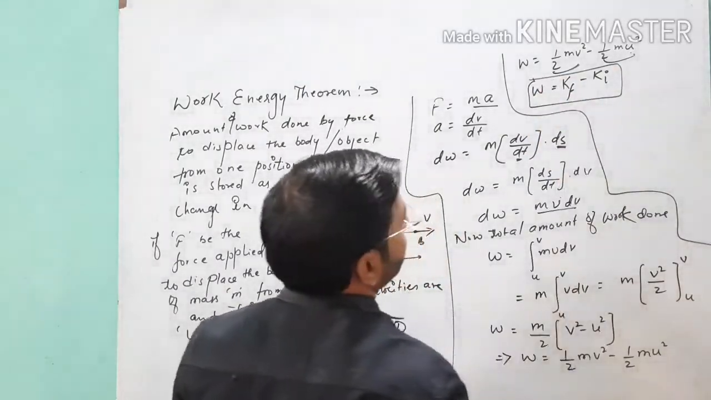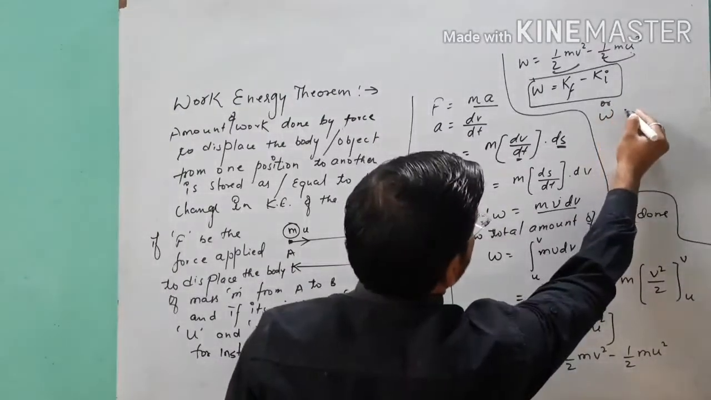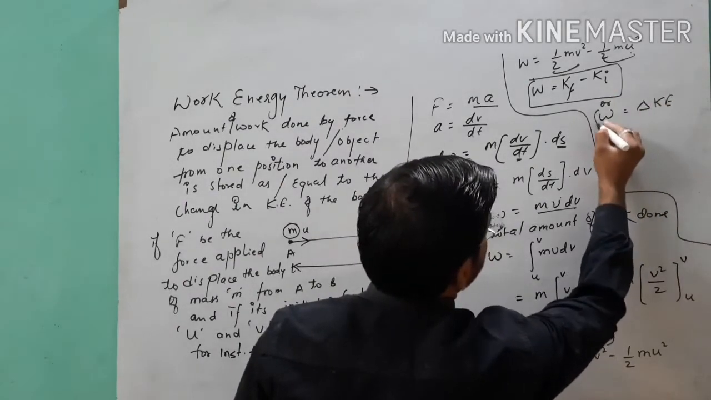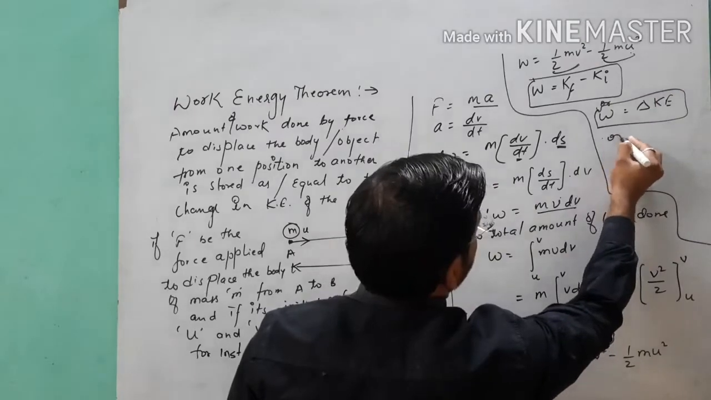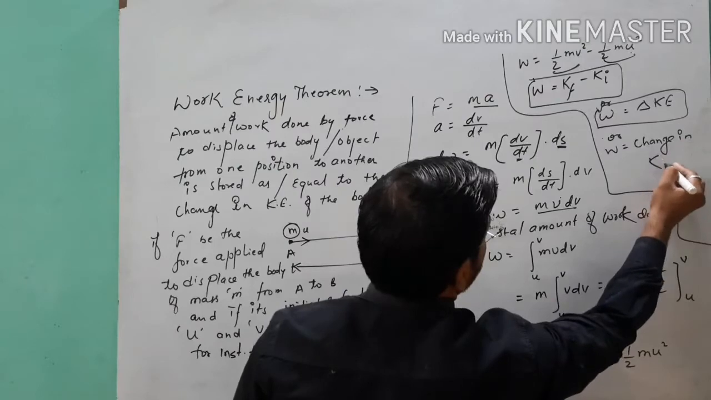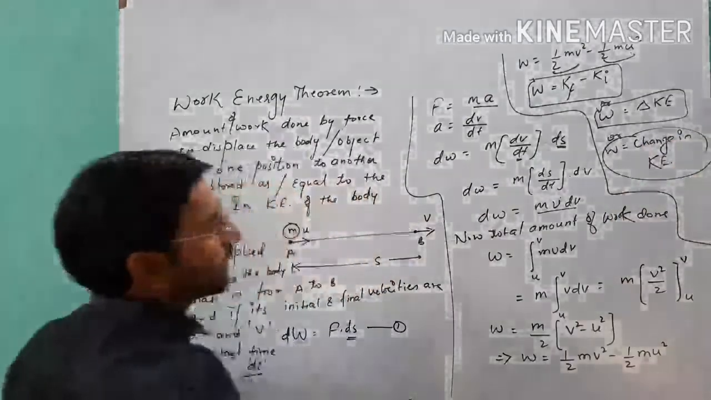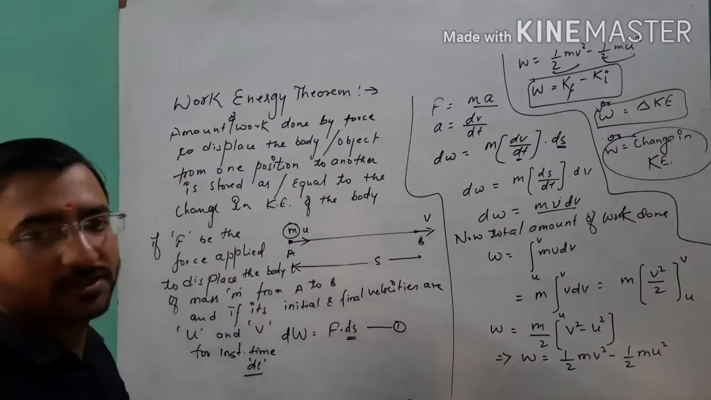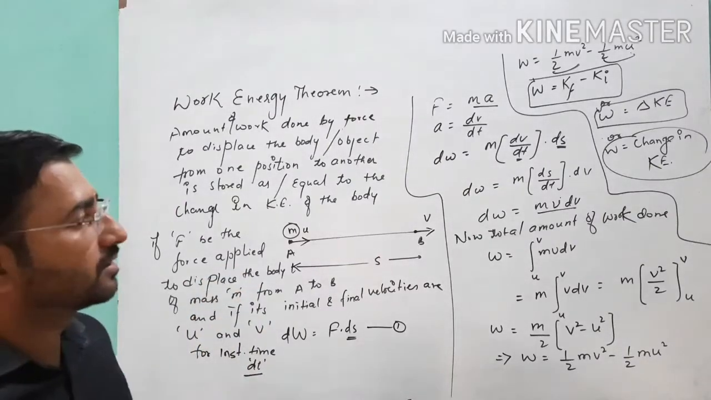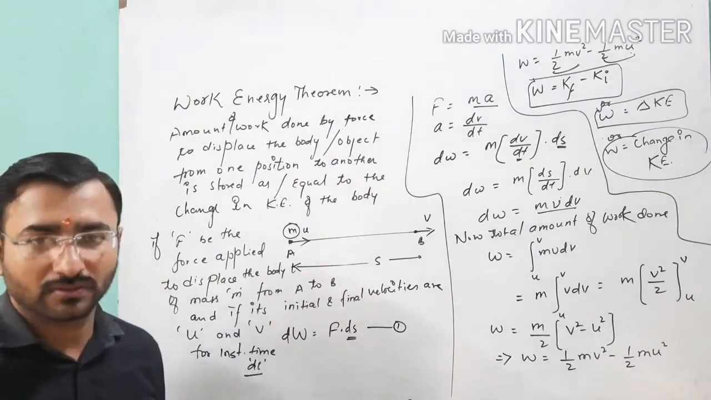So you can write here W is equal to kinetic energy final minus kinetic energy initial, or you can write W is equal to delta KE, this is our change in kinetic energy. Or you can say W is equal to change in kinetic energy. This is the derivation of the work energy theorem. So understand this topic, and after that we will solve one numerical which is based on this topic.